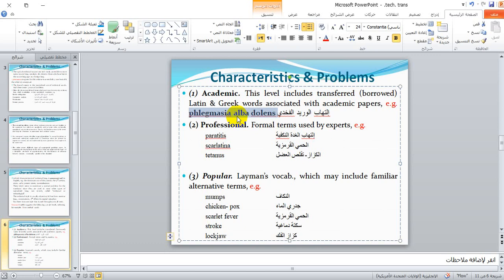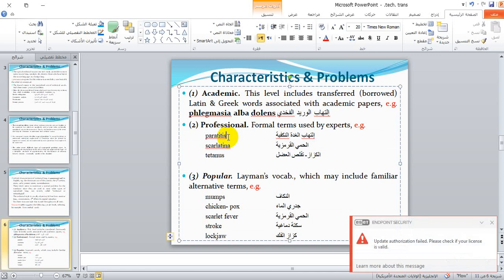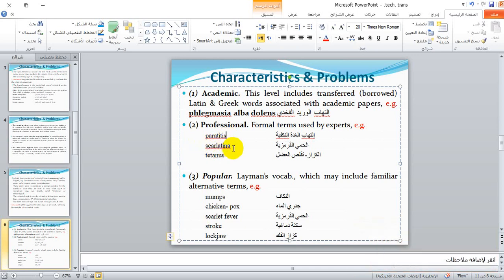The second level is professional, formal terms used by experts. For example, parotitis, التهاب الغدة النكفية. Scarlatina, الحمى القرمزية. Tetanus, الكزاز أو تقلص الفك.